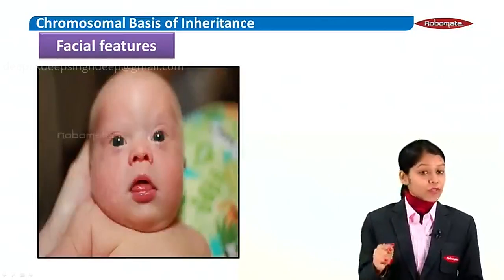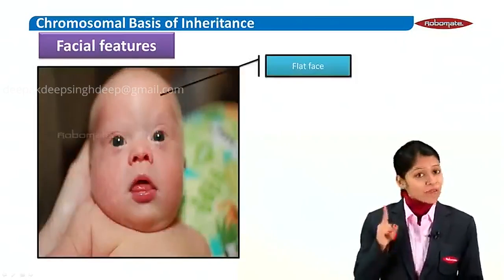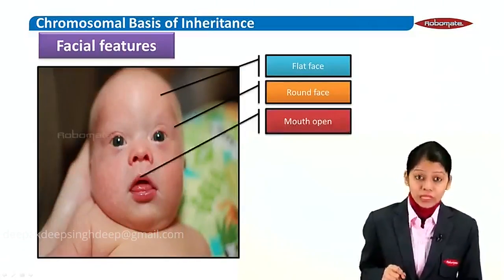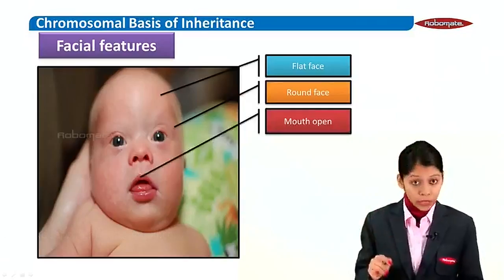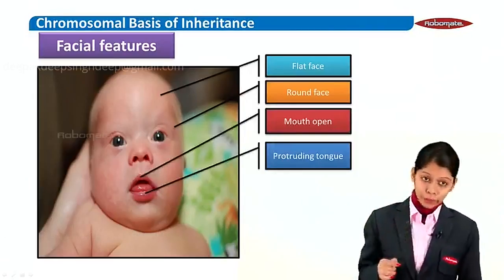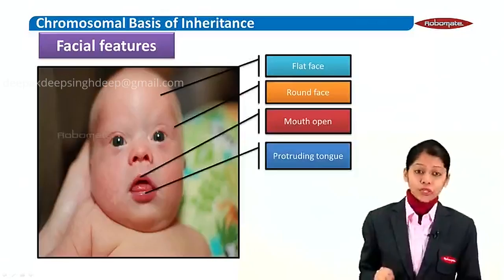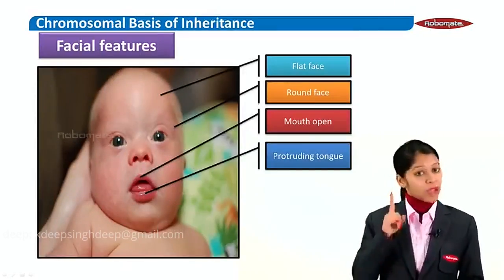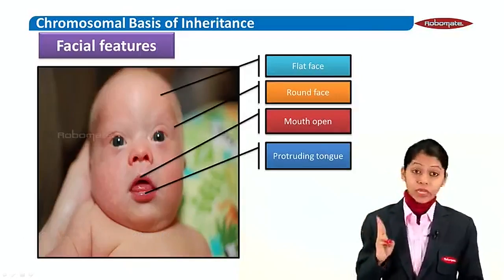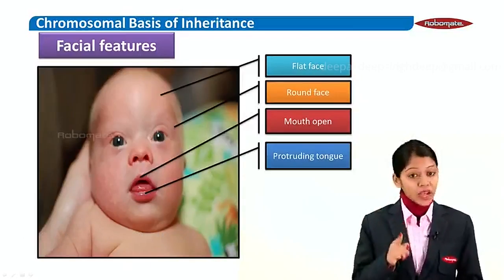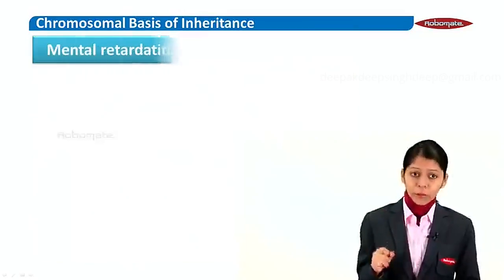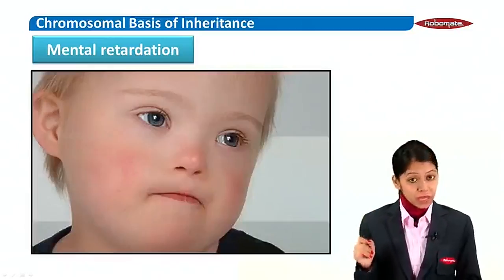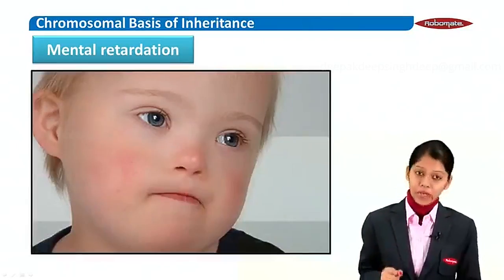Now the second symptom is the facial features. In case of people suffering from Down syndrome, they have a flat face. It is a round face. As you can see, the mouth is always open and the tongue is protruding. So the 4 facial features distinctly visible in people suffering from Down syndrome are a flat face, a round face, an open mouth, and a protruding tongue. Now, the mental capabilities of these individuals are not very developed. Most of them are mentally retarded.